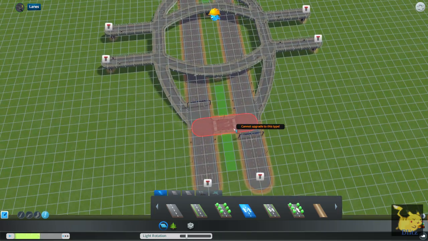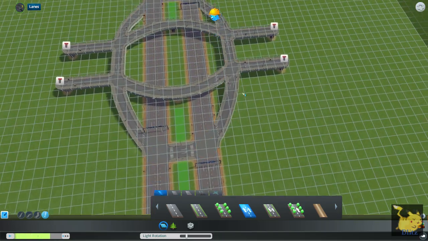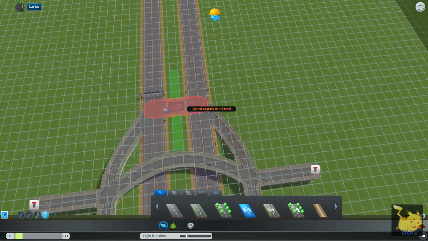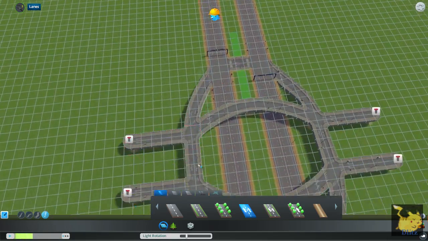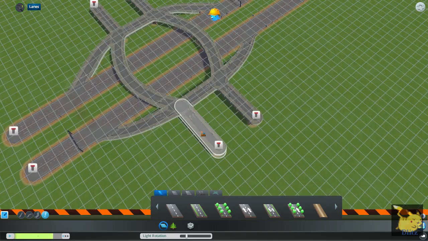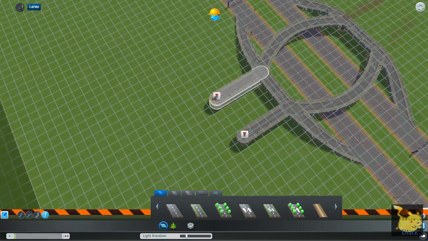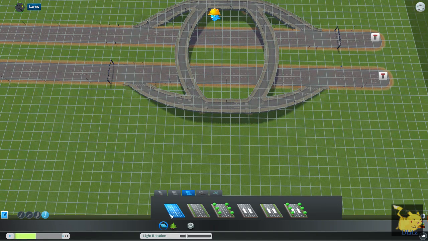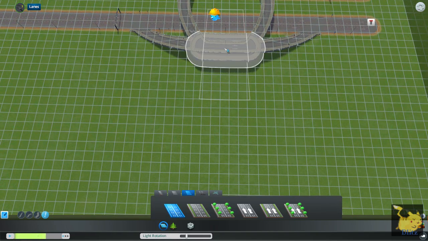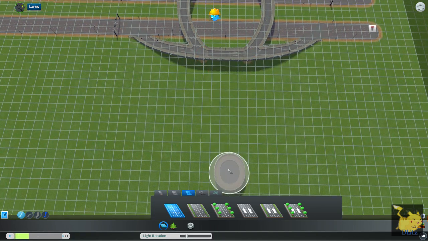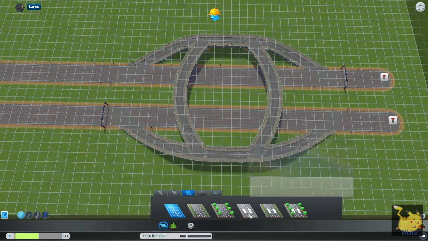Rotate that. I can get rid of that one. I can get rid of that one too, for that matter. So we don't need that. We don't need that. Oh my gosh. Wrong button. I almost built that. Space already occupied. Well, fuck you too.